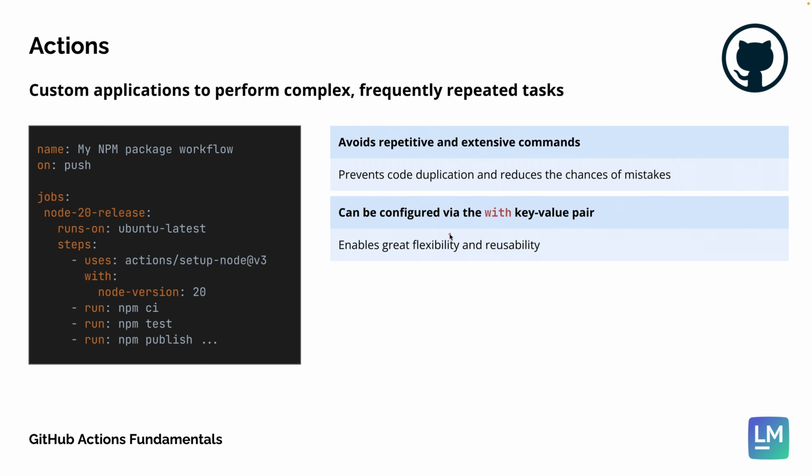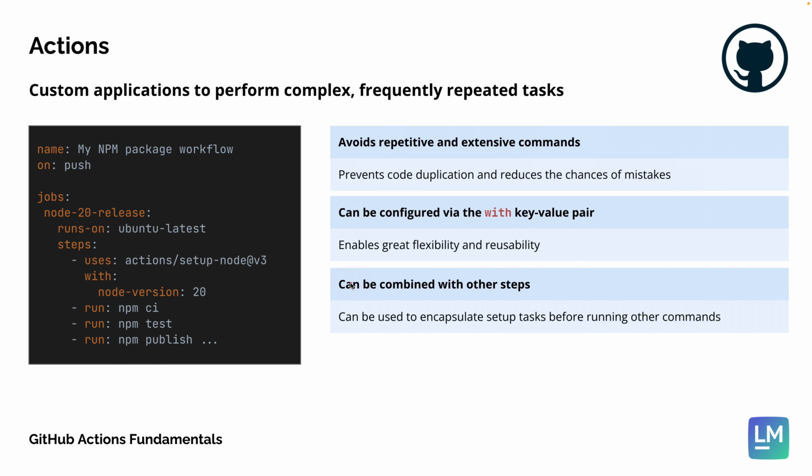The second element is that we can configure this action via the with key value pair. So it enables great flexibility and reusability. If we want to set up another node version, we can use the same action here, and we can simply pass a different identifier here. As you can imagine, this can become very powerful, and it can enable us to develop very flexible and very reusable actions that our teams, our organization, or ourselves, we can use in different repositories to achieve roughly the same task, but with different configuration.